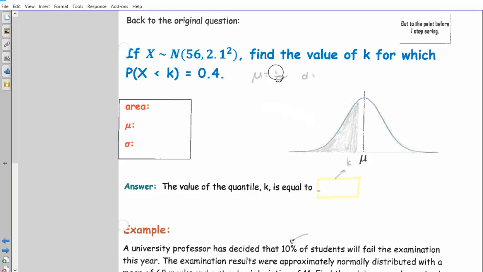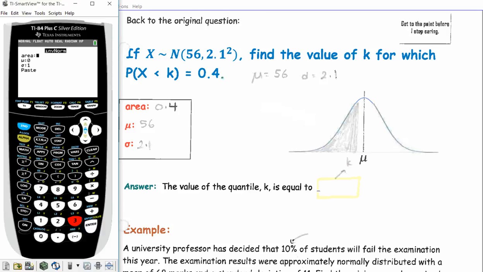So we know our mean is 56, our standard deviation is this number here, 2.1. The area, they told us it's 0.4. They already told us the area to the left, because the probability that x is less than k means to the left. If they said probability x is greater than k, that'd mean this area to the right. But we've already got the area to the left, so the area that's plugged in has to be the area to the left: 0.4, mean is 56, standard deviation is 2.1. If you plug this into the calculator, it's going to tell us what that upper boundary here is.